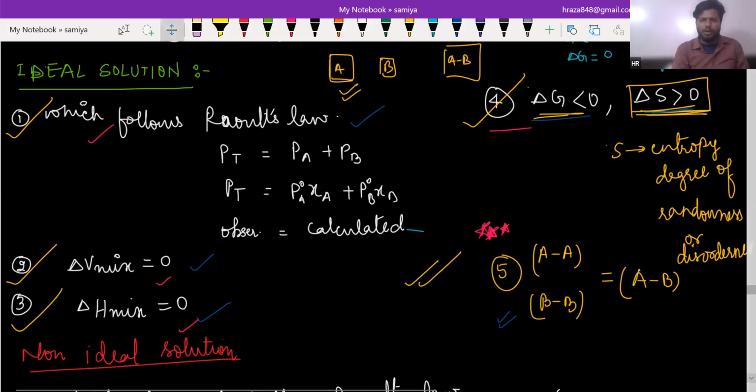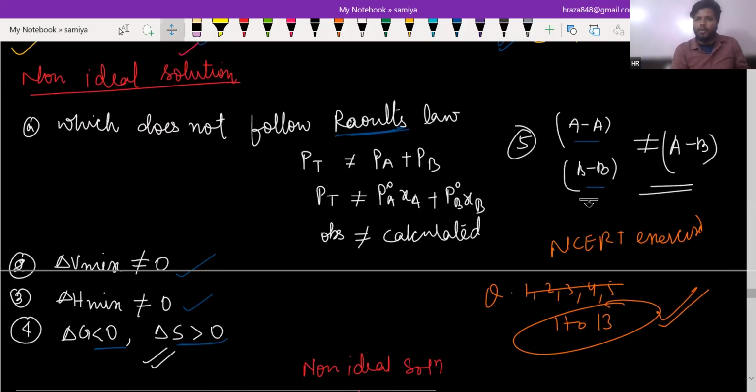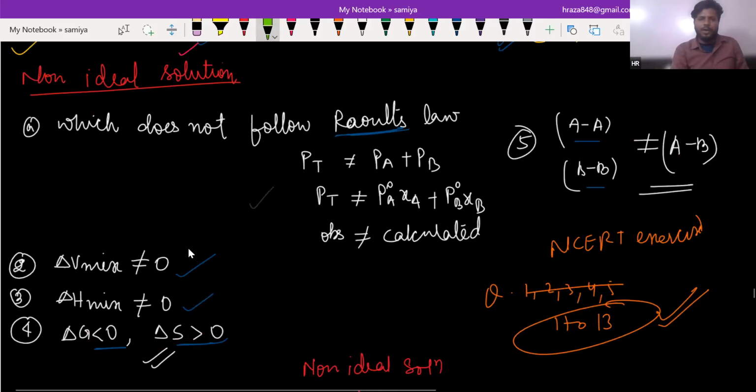The opposite of an ideal solution is a non-ideal solution. So a solution which does not follow Raoult's law is a non-ideal solution. Apart from this, delta V mix is not equal to 0, delta H mix is not equal to 0. What is the value of delta V mix? In an ideal solution, delta V mix was equal to 0, but in a non-ideal solution it is not equal to 0. Calculated pressure is not equal to observed pressure, and the interaction between AA and BB particles is not equal to the interaction between solution particles.